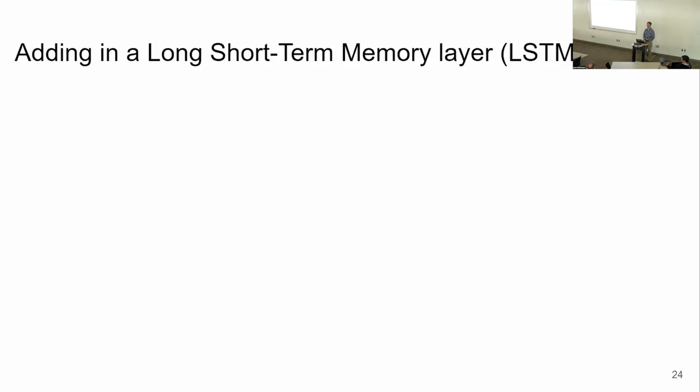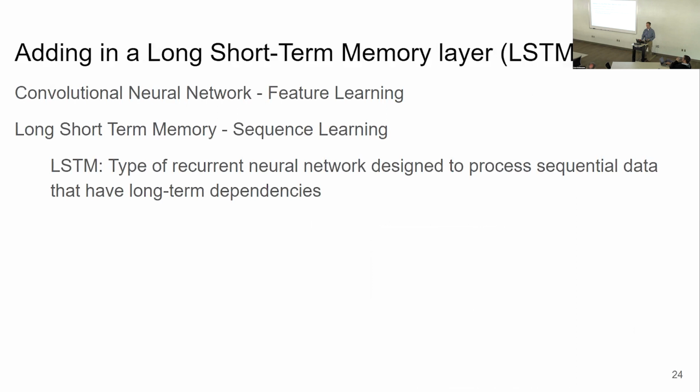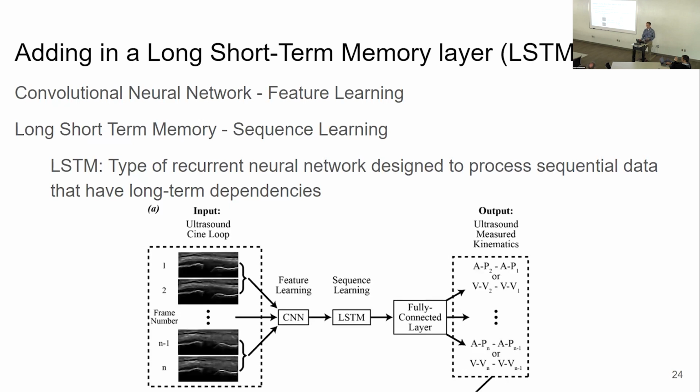More recently, we've also added a long short-term memory layer, so LSTM layer. Convolutional neural networks are really good at feature learning. Long short-term memory are good at sequence learning. I had no idea what this was before. If you don't know, LSTMs are a kind of recurrent neural network designed to process sequential data that have long-term dependencies. This is the overall structure that we have.